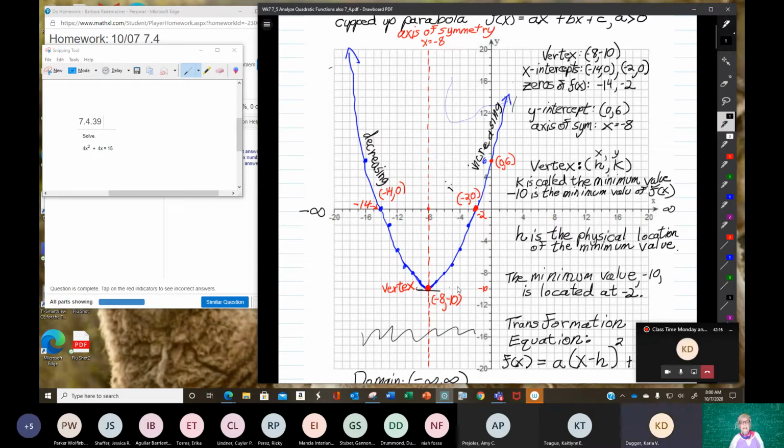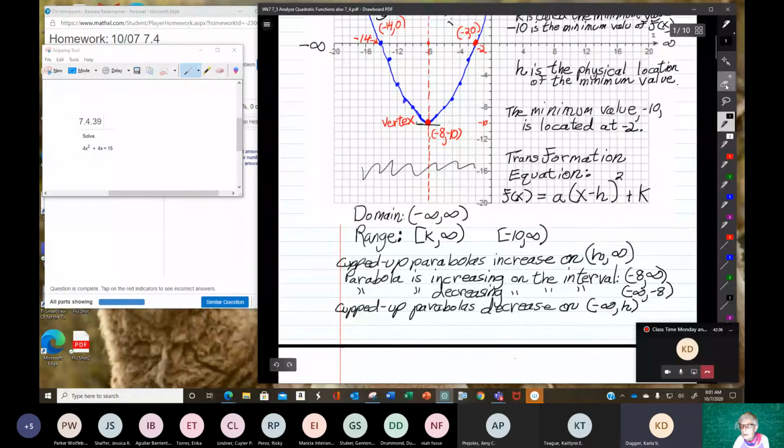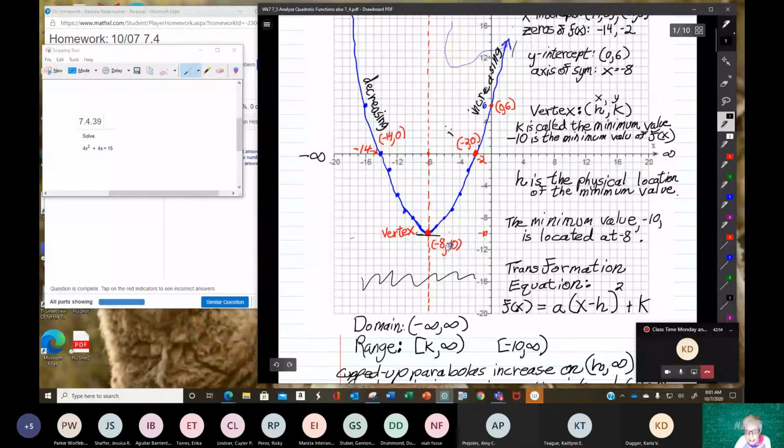I have a question. Yes. You have the minimum value negative 10 stated, and it's located at negative 2. Is it not located at negative 8? Yes, it is. Why did I do that? I must have been looking at negative 8. Yes, write negative 8. Darn, I hate it when I do that. Negative 8. Definitely. And I did keep it negative 8 for the rest of it. Good. Yes, the minimum value is negative 10.